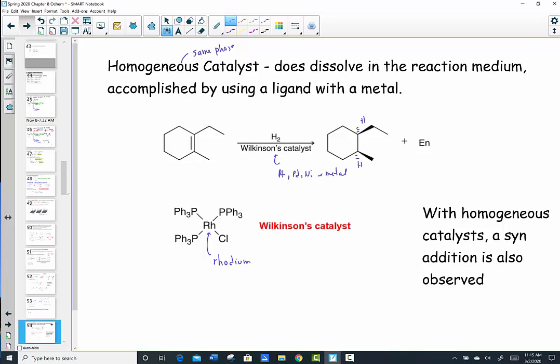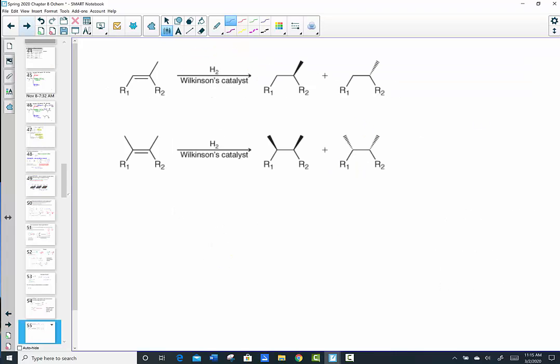Hydrogenation is a syn addition. So here we have an example of hydrogenation with Wilkinson's catalyst, where the hydrogens add both as dashes or they add both as wedges. But that is a syn addition.